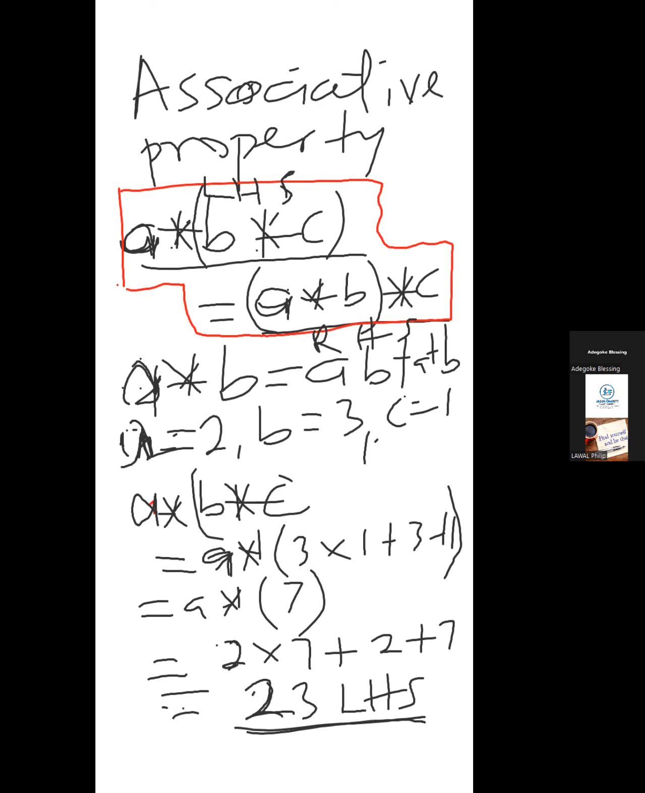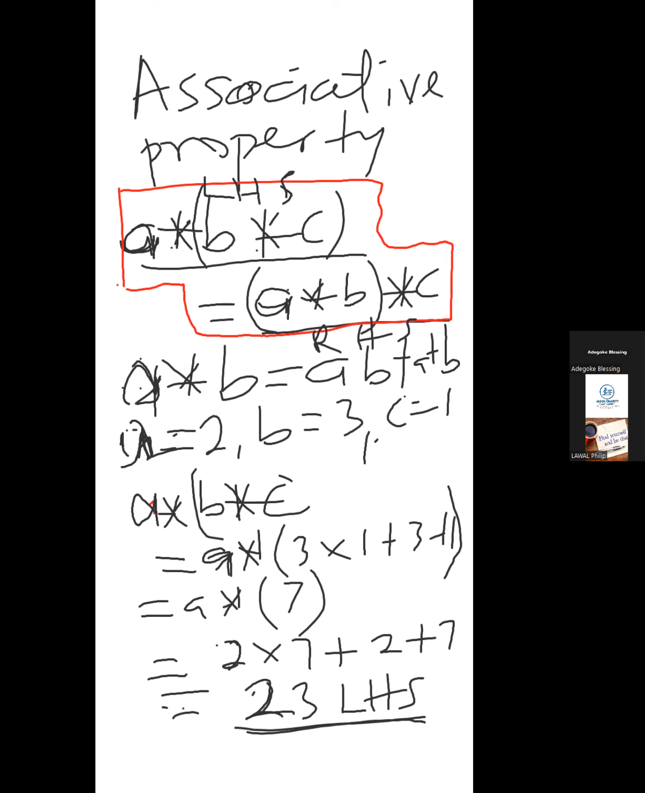We want to check whether, in order, we first operate A and B, then we operate it with C. We'll see whether it will give us the same thing. If it is not the same thing, that means it is not associative. So the property of associativity is, at the end of the day, you must get the same thing. If you don't get the same thing, it means that binary operation is not associative.